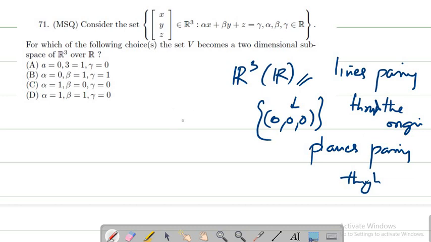Even R3 over R itself is a subspace, and the singleton {0} is also a subspace. But the proper subspaces are only lines passing through the origin and planes passing through the origin. For the exam point of view, you must keep this in mind. So in this question, we are asked to find out the following choices: the set V becomes a two-dimensional subspace of R3 over R. So basically this is V.